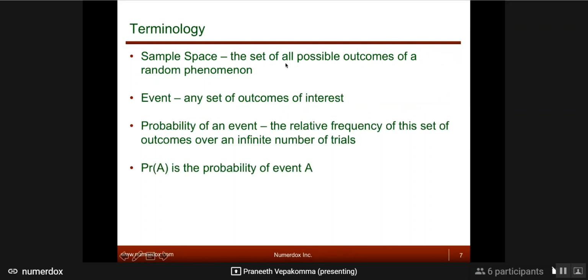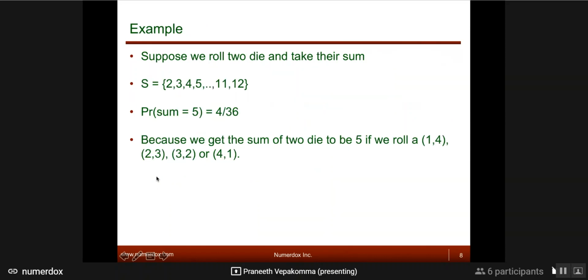All right, so the sample space is the set of all possible outcomes. This is terminology. An event is any set of outcomes of interest, right? So the sample space is all possible results you could get at any given trial. And then an event is a particular outcome that you're trying to measure the probability for. So that's why you're measuring the probability of one event at a time. The relative frequency just means the number of times this event is occurring over the total number of infinite trials that you're trying to do. So this is the probability of A, right? This is the notation.